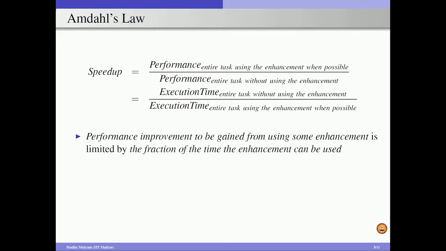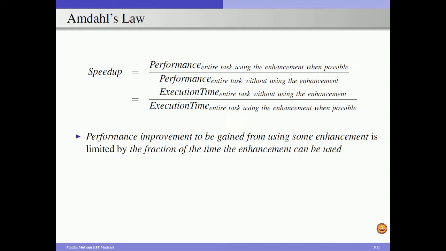Now, having defined the speedup, let us look at Amdahl's law. Amdahl's law says that the performance improvement to be gained from using some enhancement is limited by the fraction of the time the enhancement can be used.